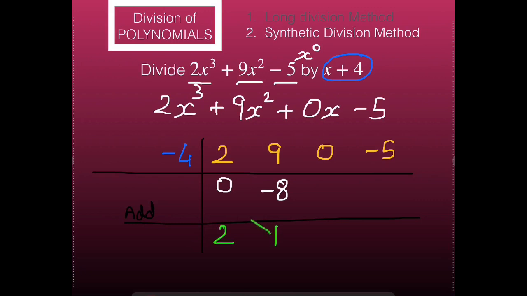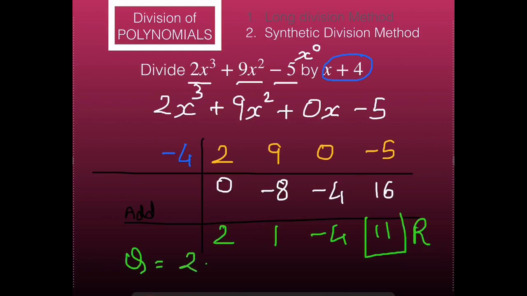Now again multiply this with minus 4 and write it below the next coefficient. Then adding with 0 we get the next number. Again multiply this with minus 4 and write it below the next coefficient, and adding with minus 5 we get the last number. This last number is our remainder, and our quotient will be 2x squared plus the next coefficient times x, minus the last coefficient.